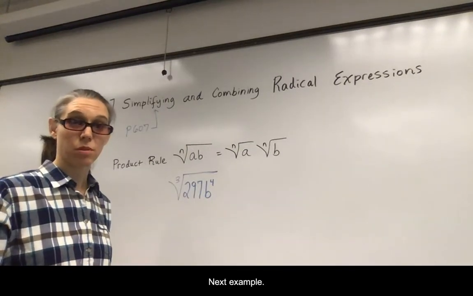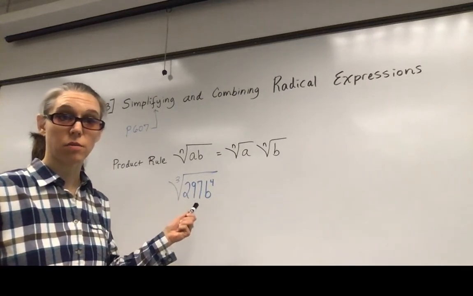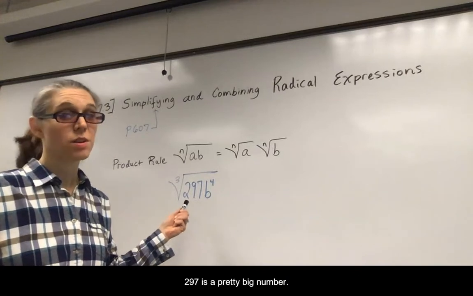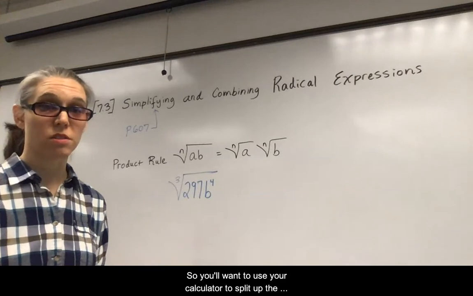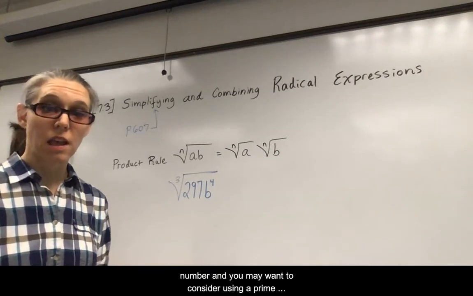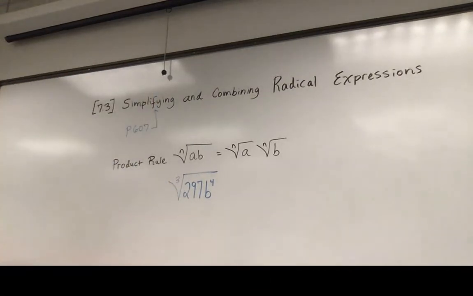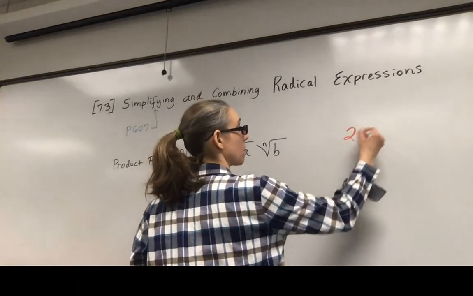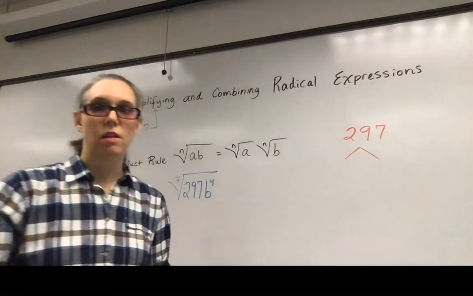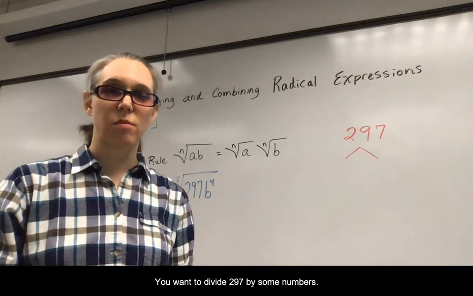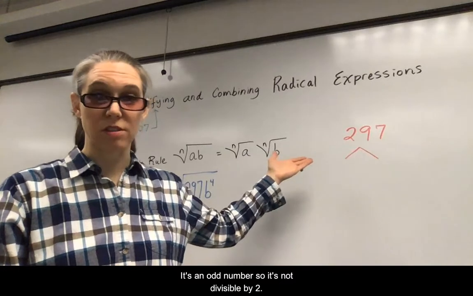Okay, next example. Cube root of 297 b to the 4th power. Now, 297 is a pretty big number. That's pretty tricky. So you'll want to use your calculator to split up the number, and you may want to consider using a prime factorization tree. So you want to divide 297 by some numbers. It's an odd number, so it's not divisible by 2.